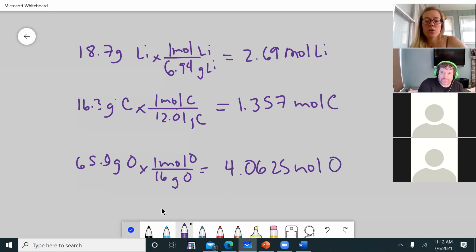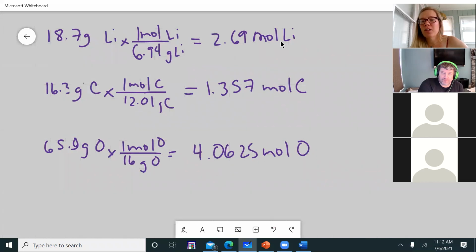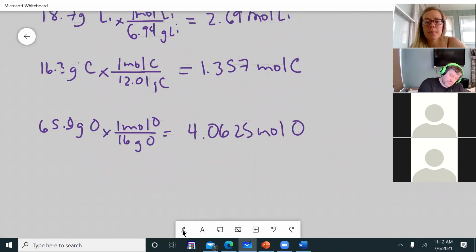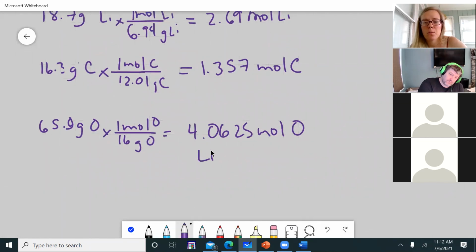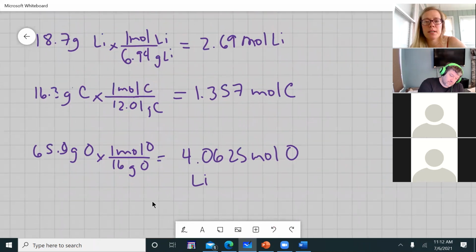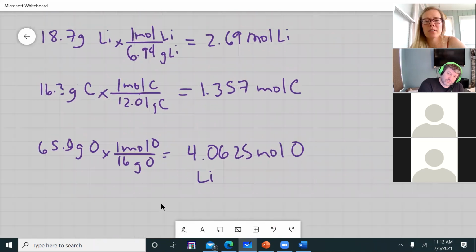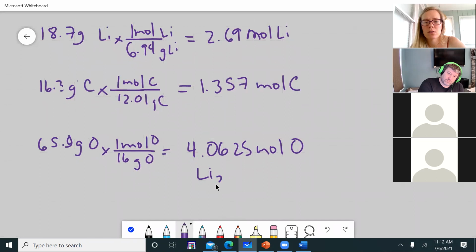So let's write it in our pseudo formula. Some people don't write it in the pseudo formula. They'll just divide it out here and then write the formula later. That's fine as well. So I'm going to put lithium with that subscript now of 2.69. We've got our carbon, which is 1.357. And then we've got oxygen at that 4.0625.